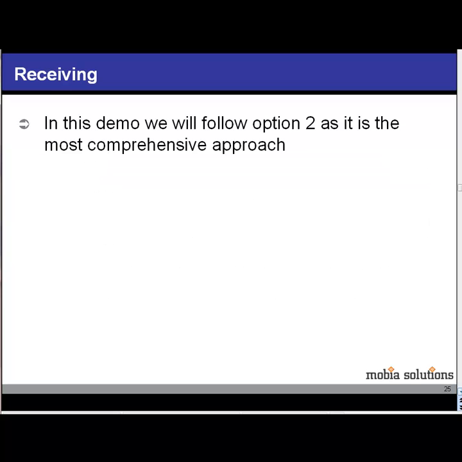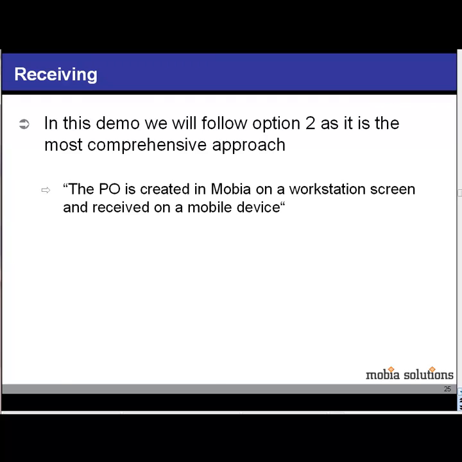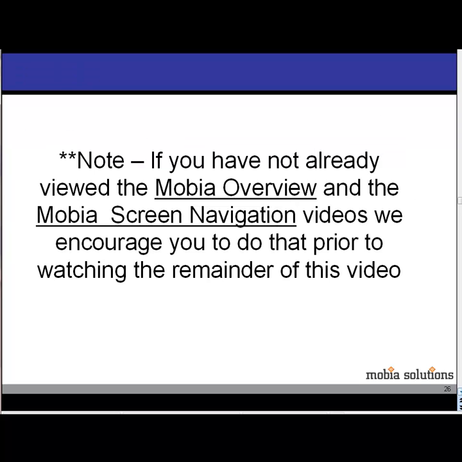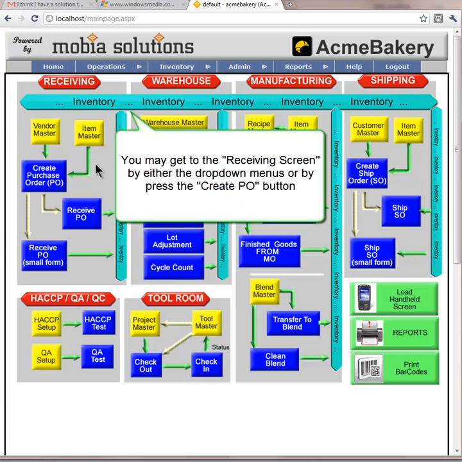In this demo, we'll follow option 2 as it's the most comprehensive approach. The PO is created in Mobia on a workstation screen and then will be received on a mobile device. Note, if you haven't already looked at the Mobia overview and the Mobia screen navigation videos, we encourage you to do that before trying to watch this video.